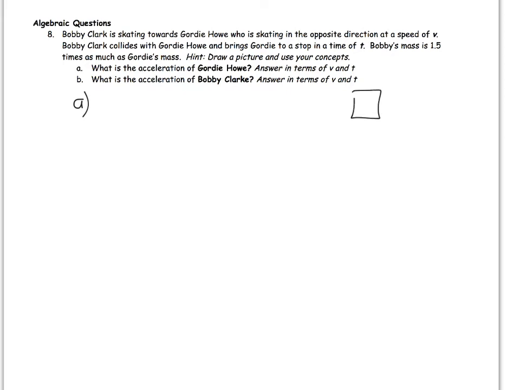So we have Bobby Clark and Gordie Howe skating towards each other. And we know that they collide over a period of time t. And we know Gordie's initially moving at some speed v, and after the collision, the speed of Gordie is 0. Bobby, we don't really know anything about his speed. So the first question asks, what is the acceleration of Gordie Howe?